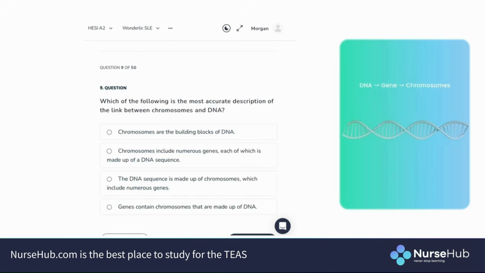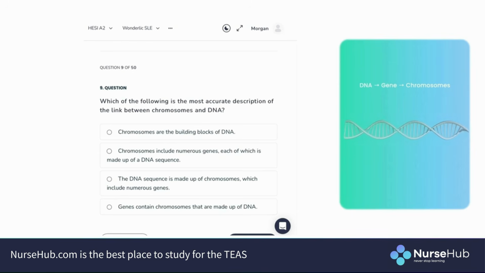All right, question number 9 asks, which of the following is the most accurate description of the link between chromosomes and DNA? Starting from the bottom, it says genes contain chromosomes that are made up of DNA. The DNA sequence is made up of chromosomes, which include numerous genes. Chromosomes include numerous genes, each of which is made up of a DNA sequence.